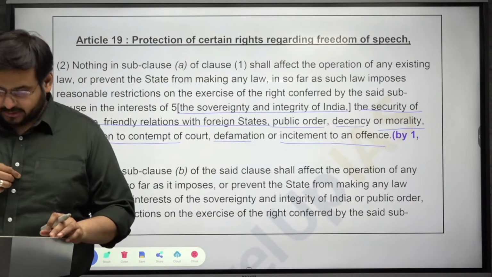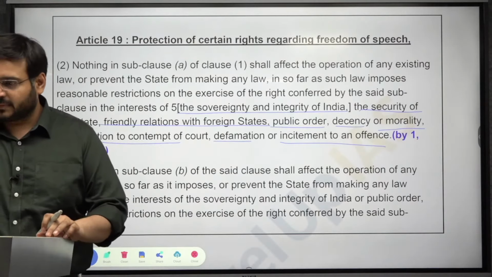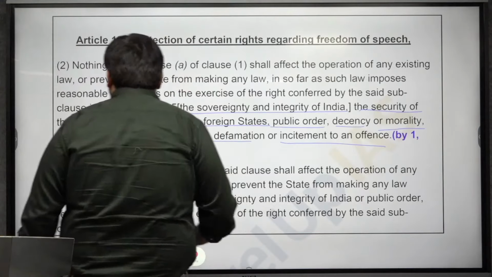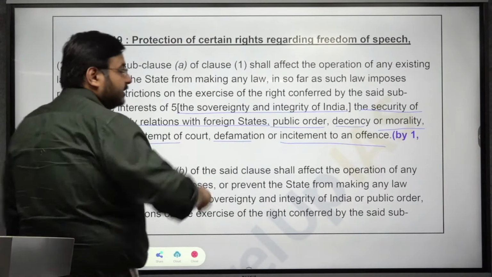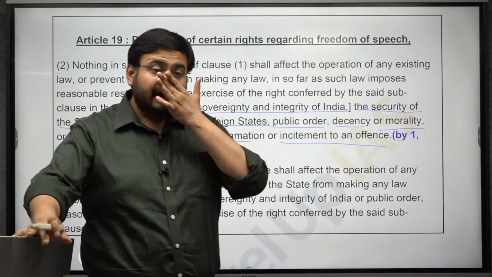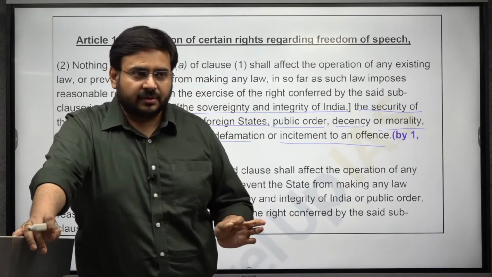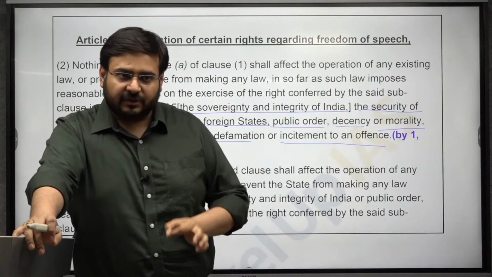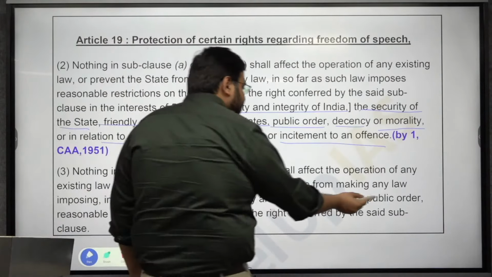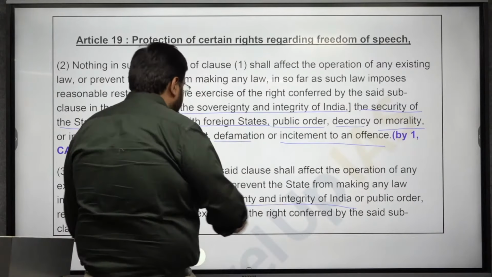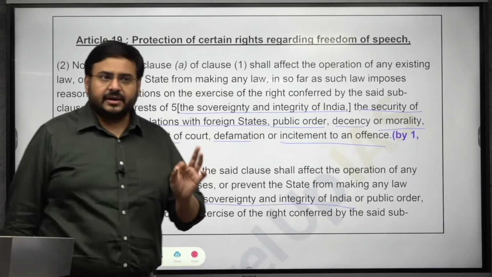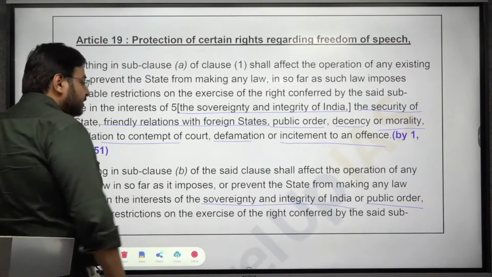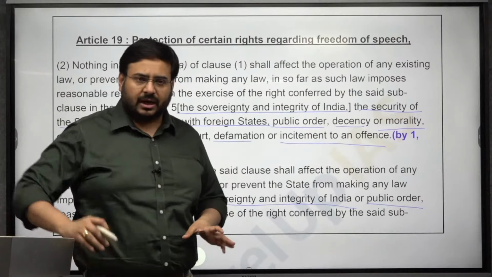Reasonable restrictions. Are we clear? Very good. Now, nothing in the subclause. It means when you are talking about the right to assemble without arms, you can assemble without arms, but there are certain restrictions. What are the restrictions? That you cannot assemble anything which is affecting the security and integrity of India, sovereignty, integrity and public order. Okay, public order and sovereignty, integrity. Otherwise, you can assemble without arms.